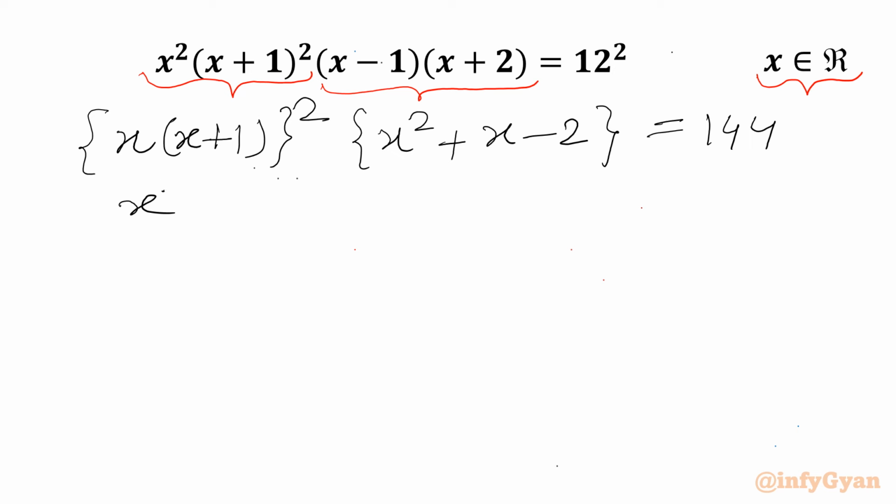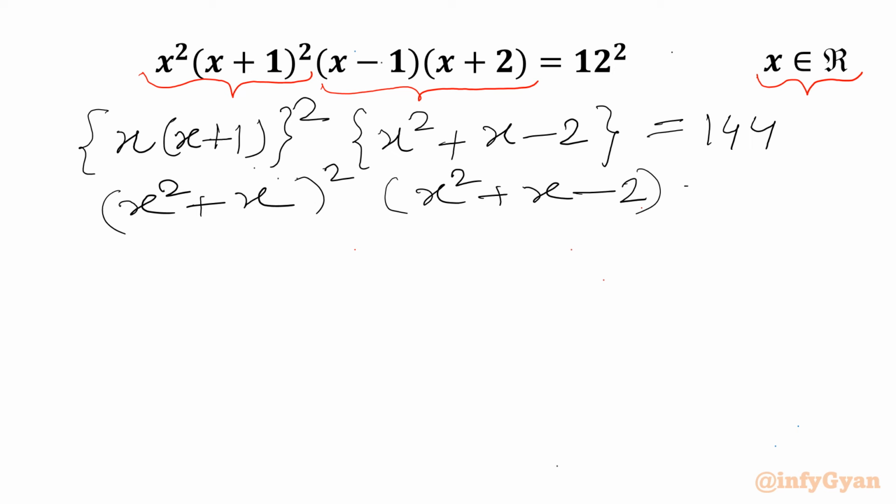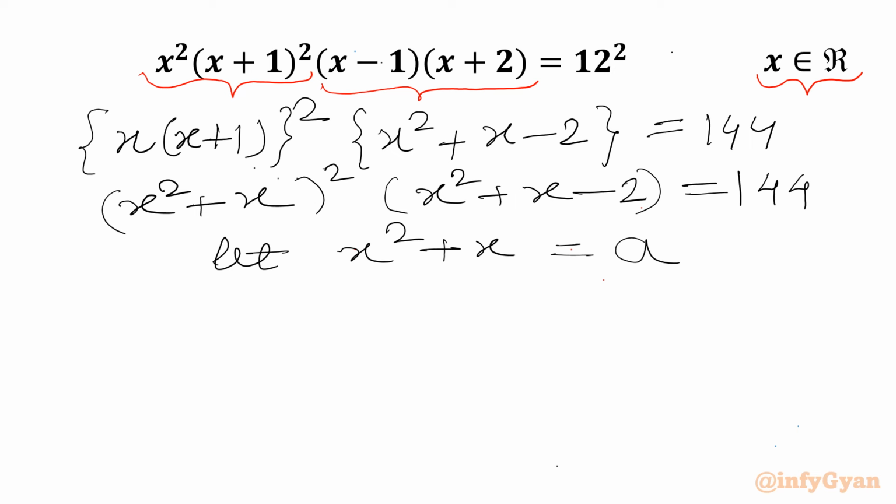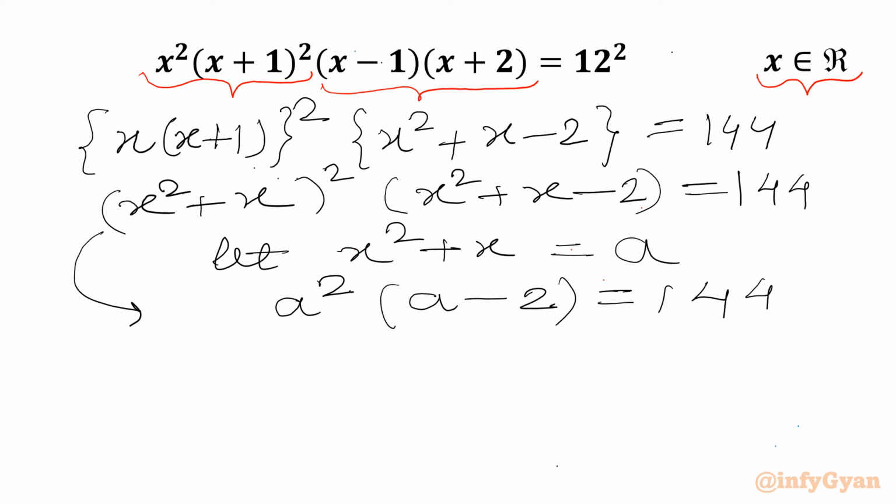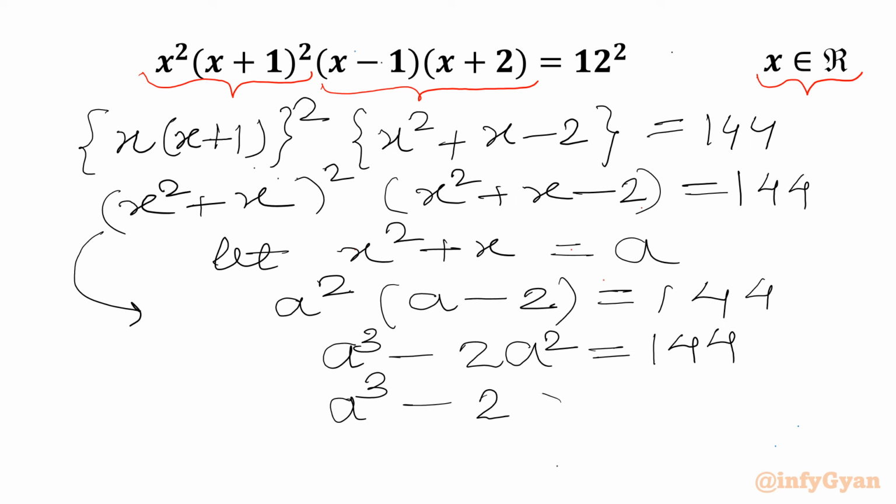Now I can write here x square plus x whole square, and here I will be writing x square plus x minus 2 equal to 144. Now let us consider x square plus x equal to a. So our equation will become a square times a minus 2 equal to 144, or we can write a cube minus 2a square equal to 144, or we can write a cube minus 2a square minus 144 equal to 0.